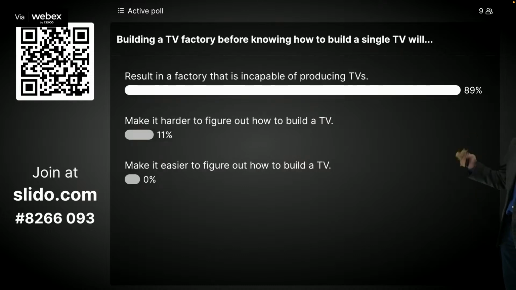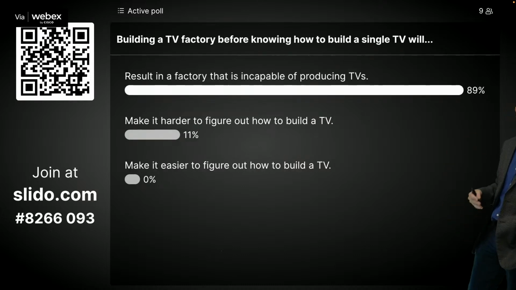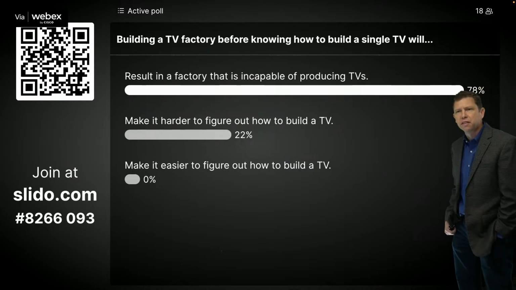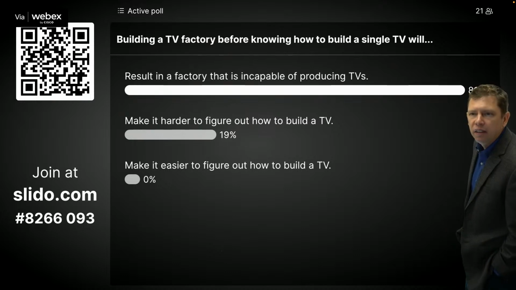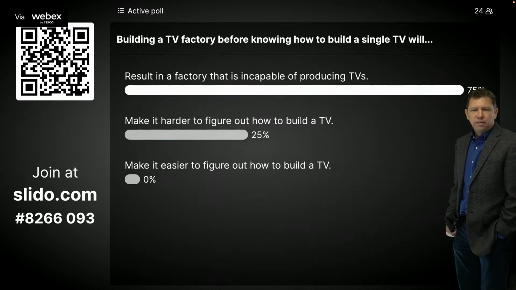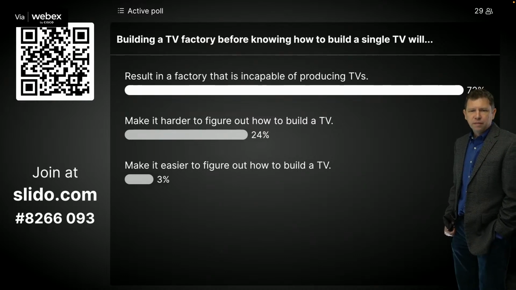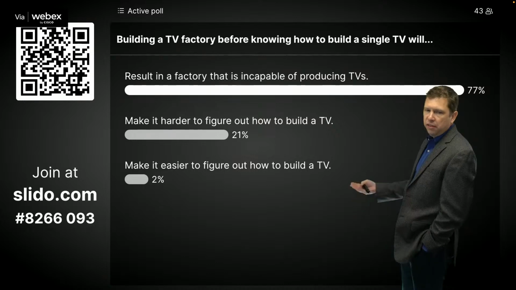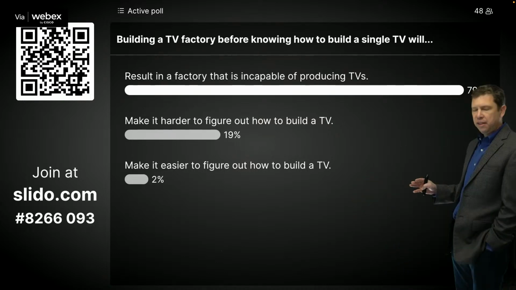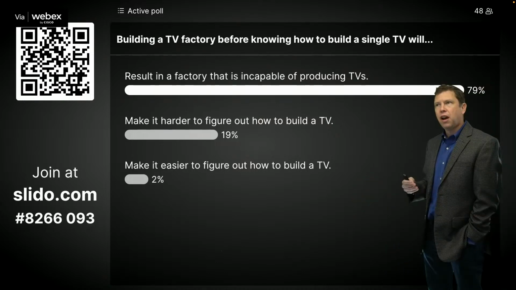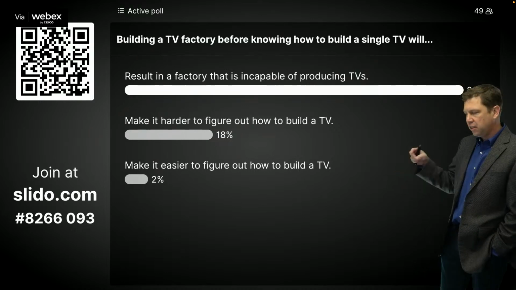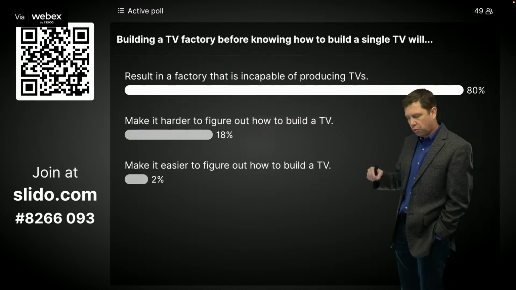And there's no necessarily right answer. This is just your opinion. What do you think it most does? Probably multiple answers. I don't know if I set this up for multiple answers or not. Okay, so making it easier to figure out how to build a TV, 2% are saying that. And I can see how you could reason that thinking about your factory is important when you go to build a TV, because you want to find a way to make it.